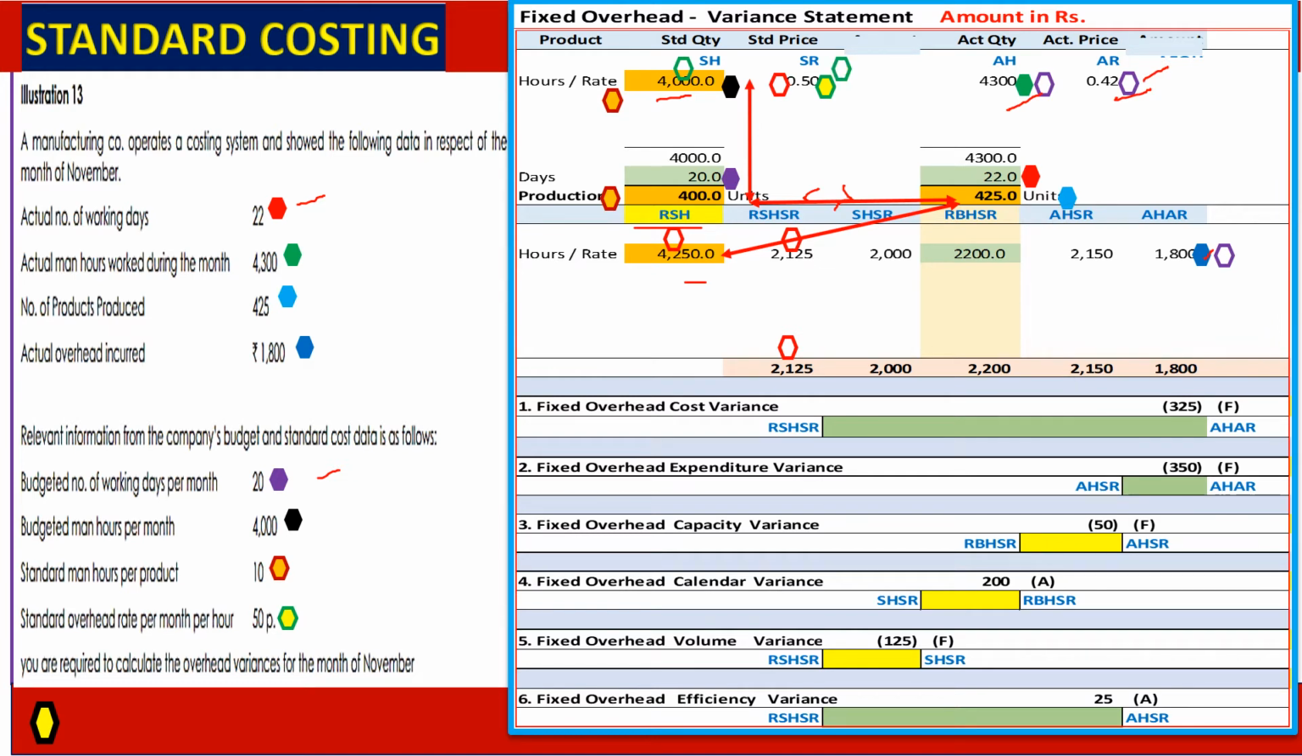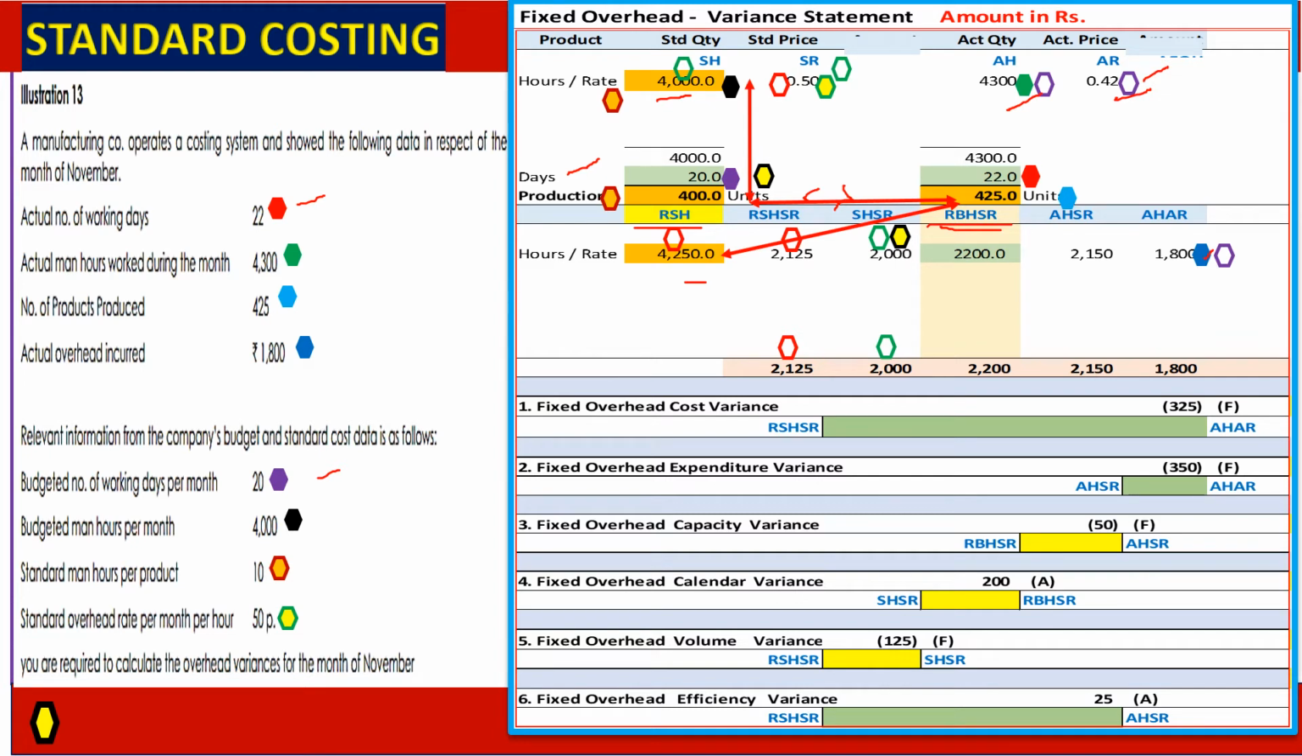Then SHSR 4000 into 0.5, 2000. Then here we have to introduce an item between SHSR and AHSR as an additional column. We are providing for revised budget hours. As we said, in terms of days, there is a difference. 20 days budgeted, 22 days worked. This is the second level of difference.